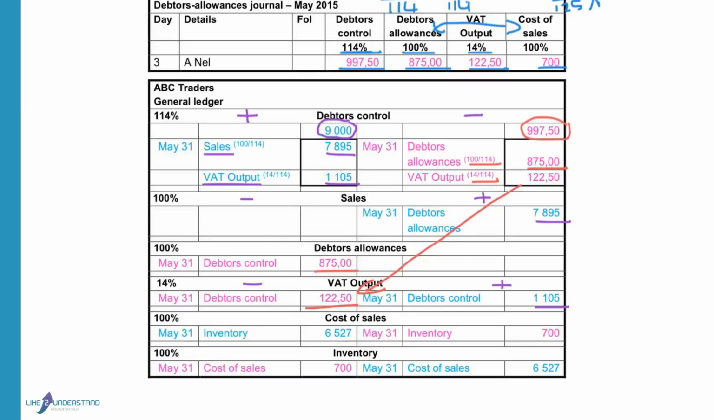For the cost price, when we sell goods, we will debit cost price to increase the expense on the debit side. We will credit inventory to decrease the inventory on the credit side. When the goods are returned, inventory will be debited with 700 to increase inventory, and cost of sales will be credited with 700 to decrease the expense.